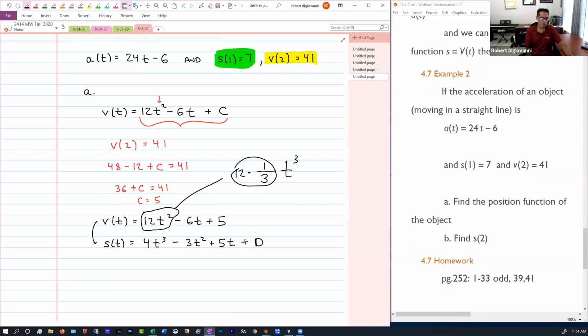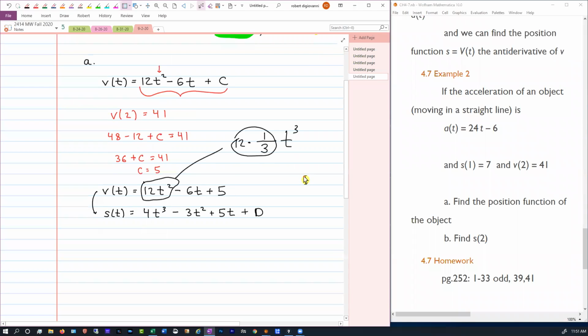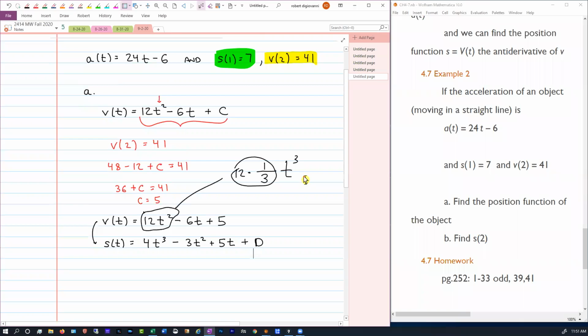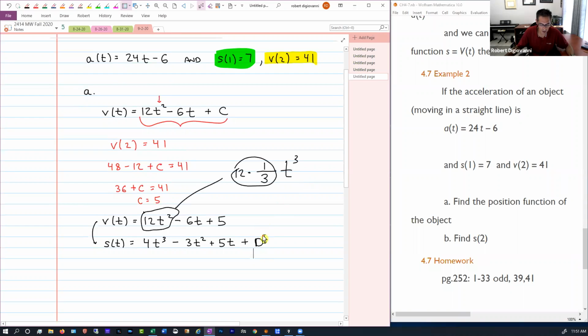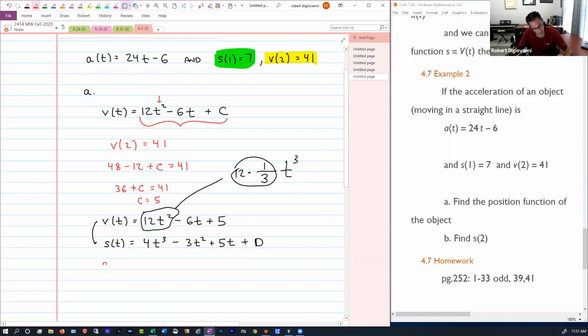Okay, but Stephanie, how are we gonna figure out which family member it is? What can we use? What information do we have that's going to help us nail down the value of that D? S of 1 equals 7. So the fact that S of 1 equals 7 means that when we plug 1 into this, we should get a 7 to come out.